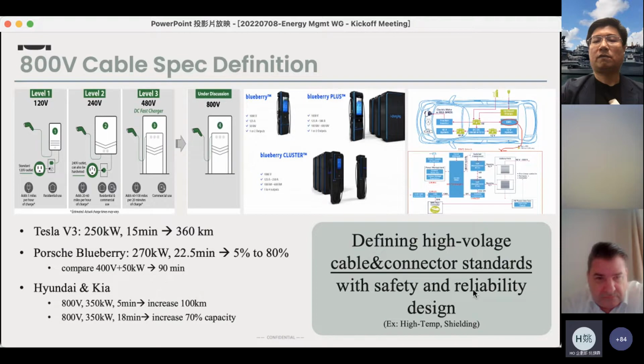With safety and reliability design, for example high temperature resistance. We can do 800 volt, 1000 volt or even higher. How do we assure that the cable can resist the high temperature, and also the shielding for interference? Because when you do charging or discharging, the magnetic interference may affect the digital components in the vehicles, especially for EV.